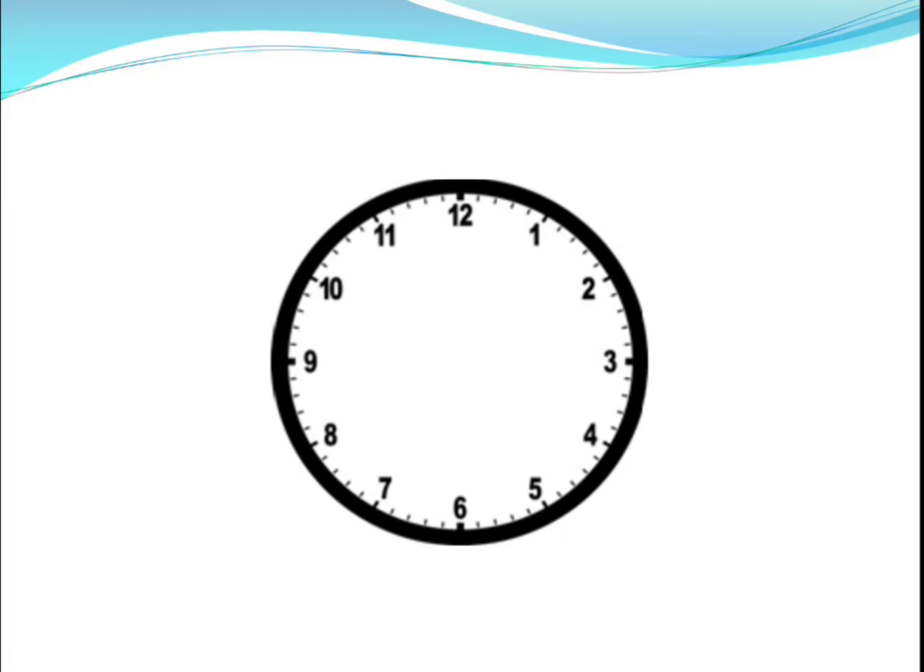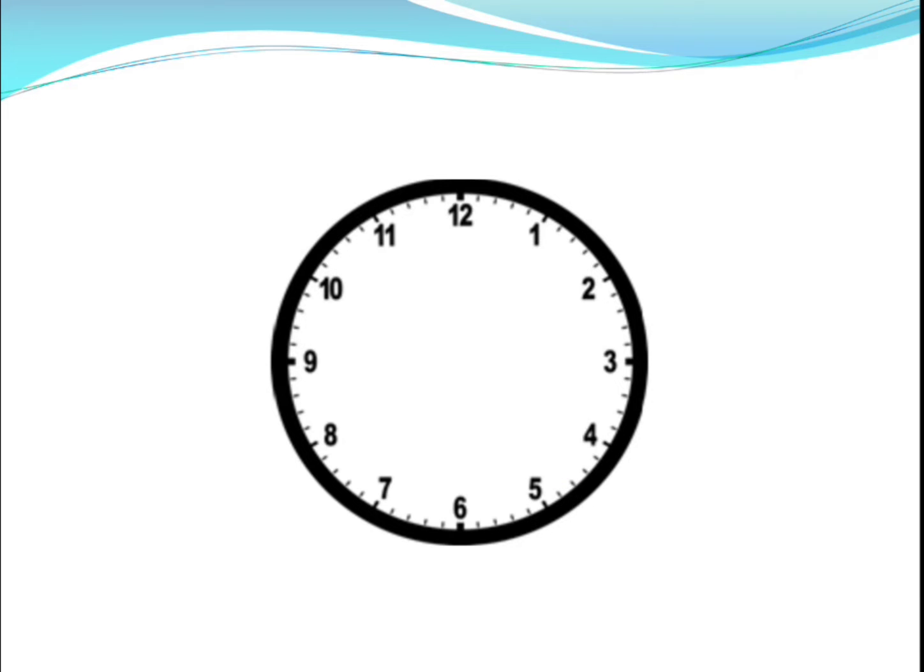See, this is your clock, children. In this clock you have numbers from 1 to 12. You can also see small lines in between the numbers, isn't it? Can you see here? There are four short lines: one, two, three, four. Here also, between all the numbers, you can see four short lines, isn't it, children? And you have numbers from 1 to 12.